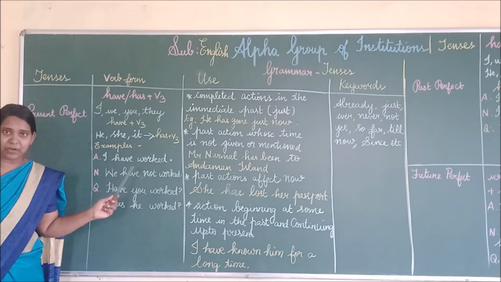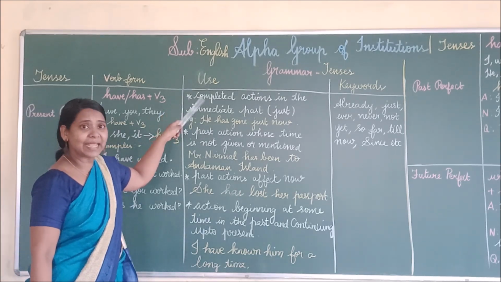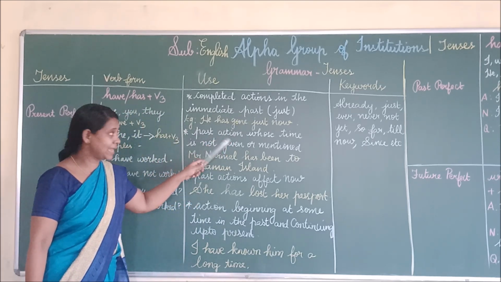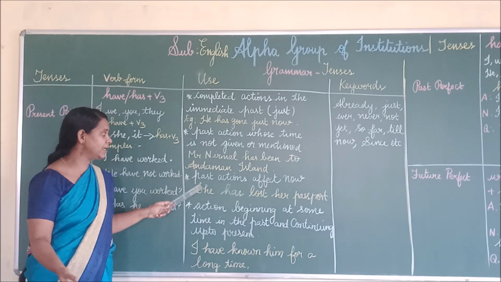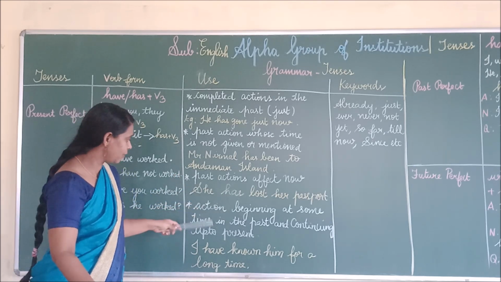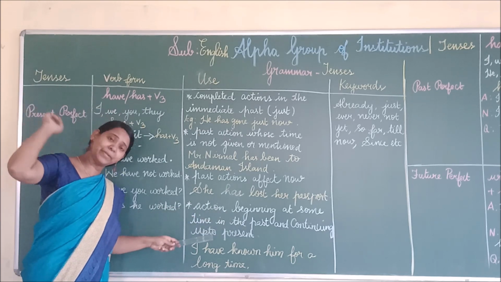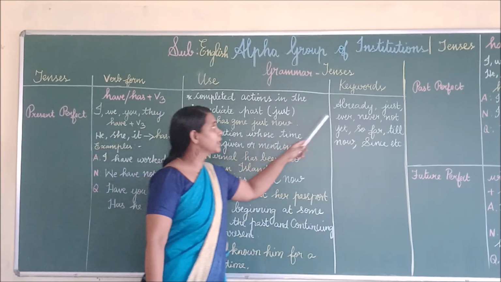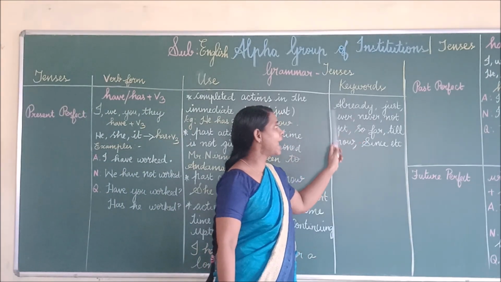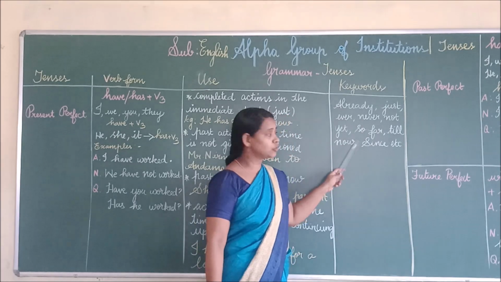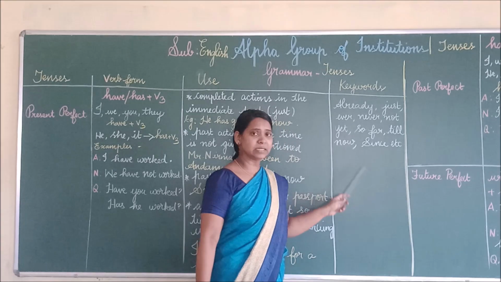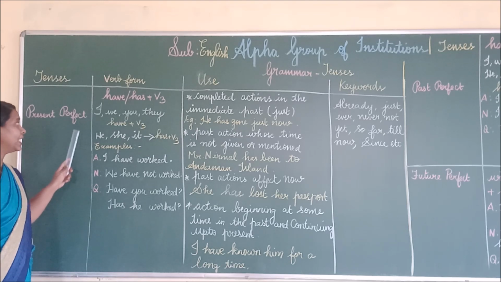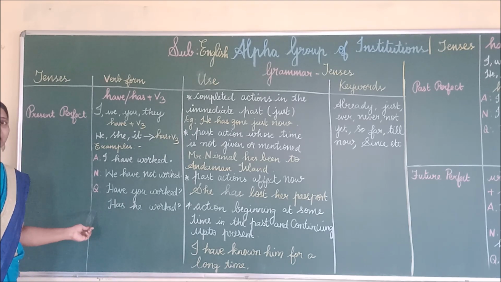Okay, when do we use present perfect tense? To indicate a completed action in the immediate past, to indicate a past action whose time is not mentioned, a past action affecting now, and the last one, action beginning at some time in the past and continuing up to the present. Keywords: already, just, ever, never, not yet, so far, till now, since, just now, etc. Okay, here I have written a few examples in the affirmative, negative and question.